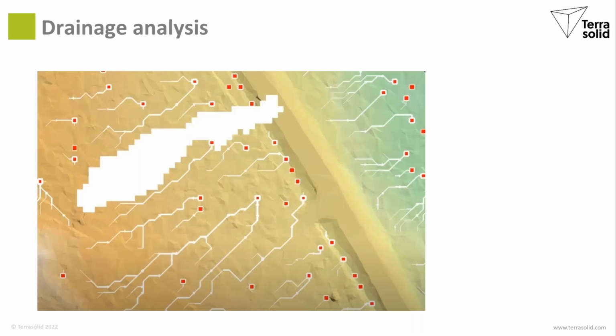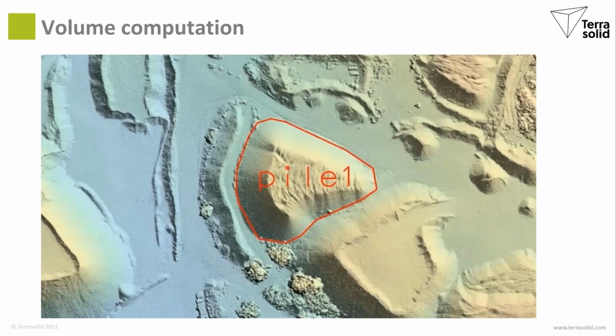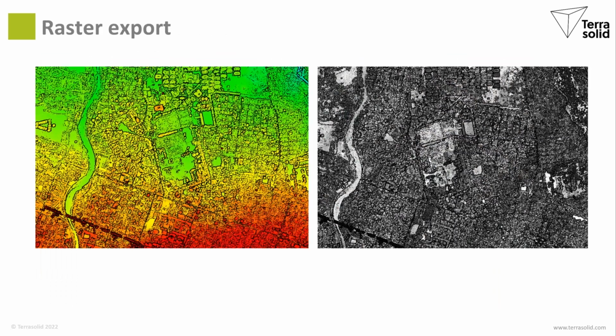Here you can see an example of the analysis for drainage, and also there is a tool to compare the two surfaces. So for example, the bottom of the pile and the top surface, and to compute the volume of that pile. As I mentioned, there is also the ability to export raster. In that case, the image will be colorized according to, for example, intensity or elevation values.